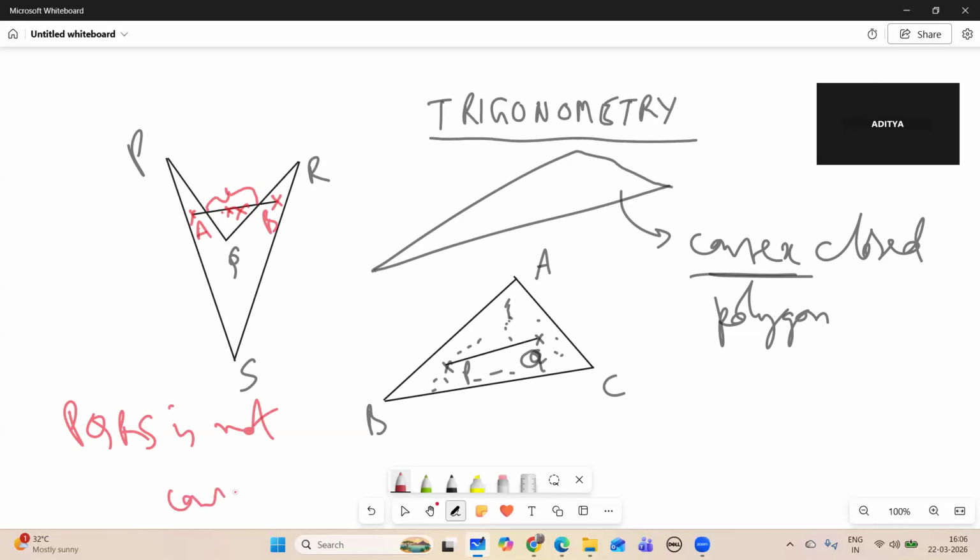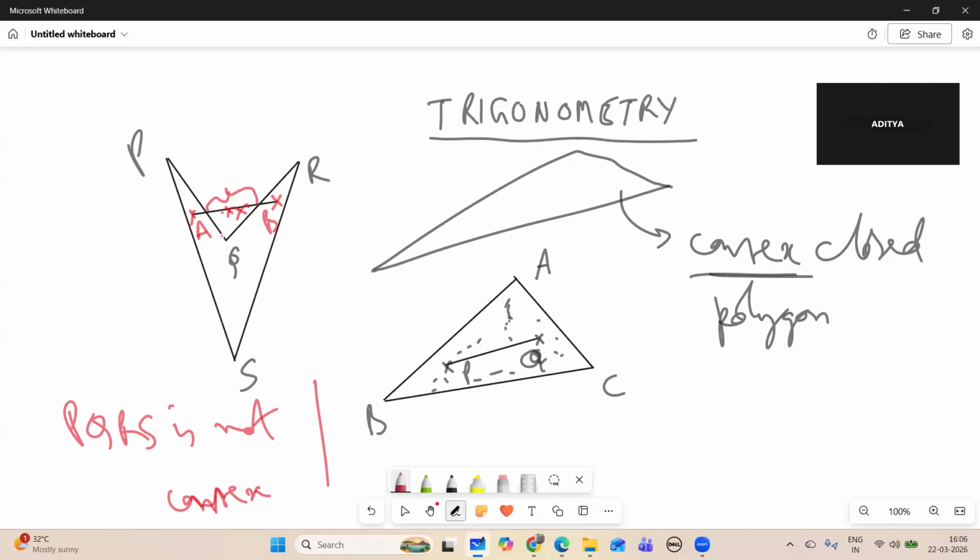Okay, are you understanding, Aditya? Shankar? Are you understanding that PQRS is not convex?